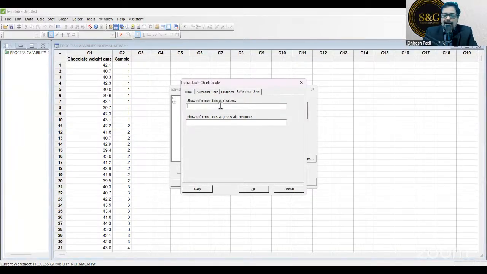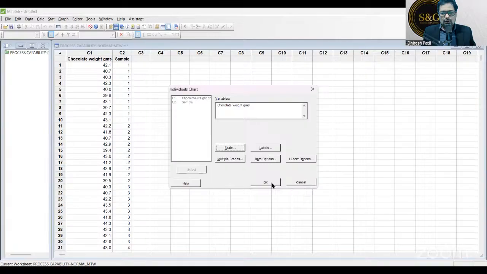For example, I want to put 36 and then a space, which is a gap I have to put, and then 48. So 36 space 48. So 36 is the lower specification limit and 48 is the upper specification limit. I'm just trying to show on the control chart, can I show the specification limit? So I repeat again: go to Scale, go to Reference Lines. Here, I'm just putting 36 space 48. Click on OK and click on OK.